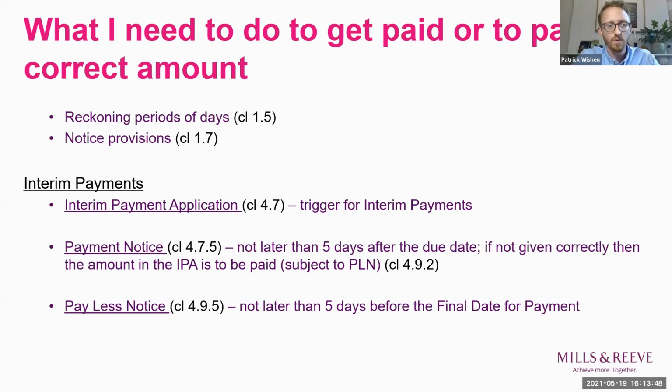So it's not enough just for the contractor to put in a slip of paper saying, you owe me £1 million. They need to show how that's calculated. And the same is true for the payment notice from the employer and the pay less notice also from the employer.